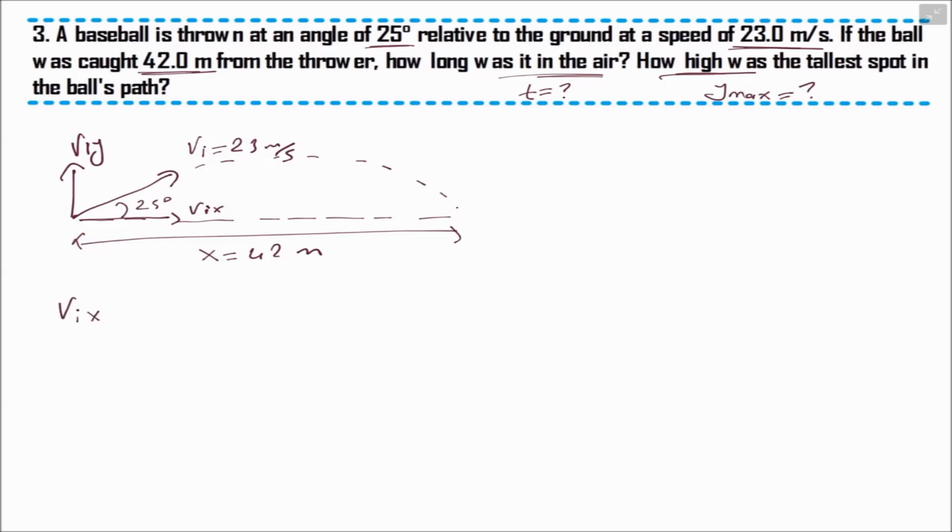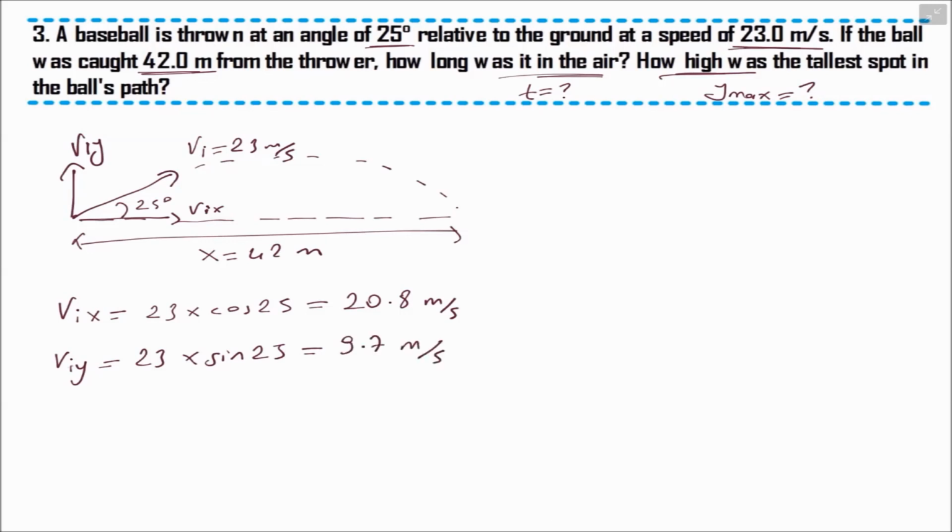V initial x equals 23 times cosine 25, and that will be equal to 20.8 meter per second. V initial y equals 23 times sine 25, and it will be 9.7 meter per second. So the first question says what's the time?